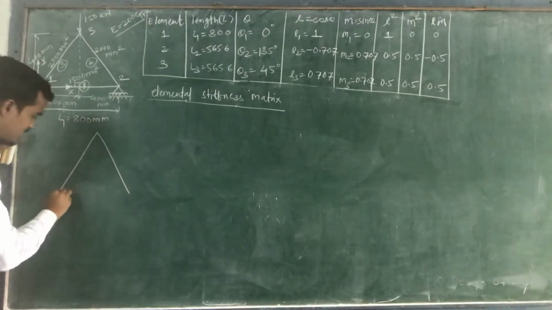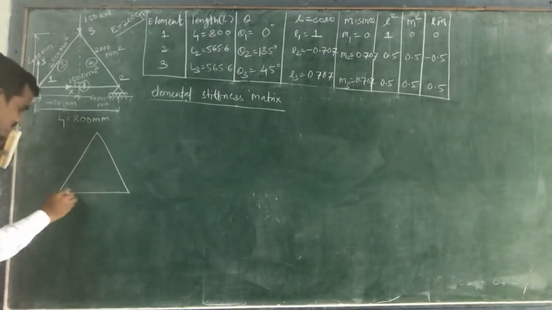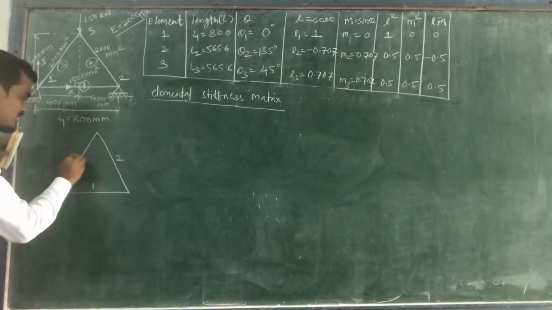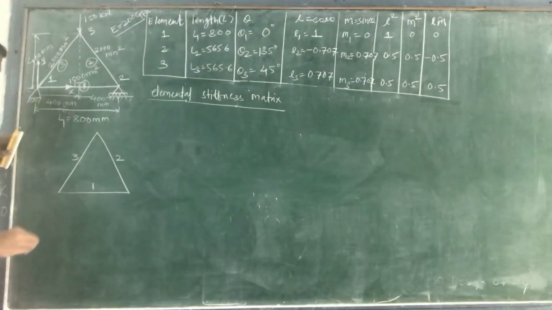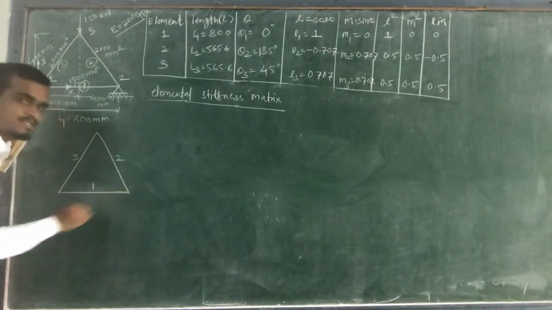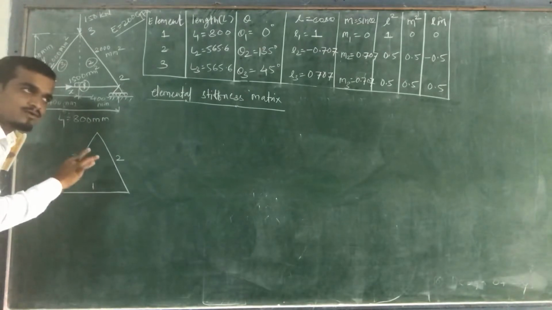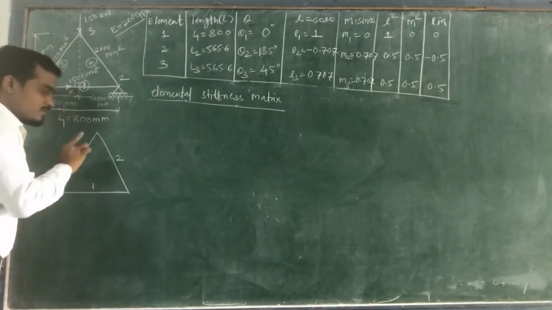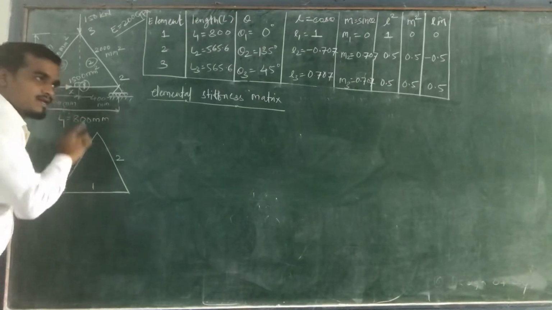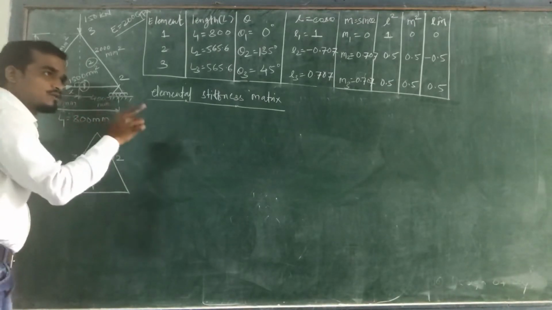The free body diagram for this will become: this is your first element, this is your second element, and this is your third element. As we know, at each node there are two displacements for this truss element. In the previous lecture we discussed all these things related to degrees of freedom as well as the order of the global stiffness matrix.